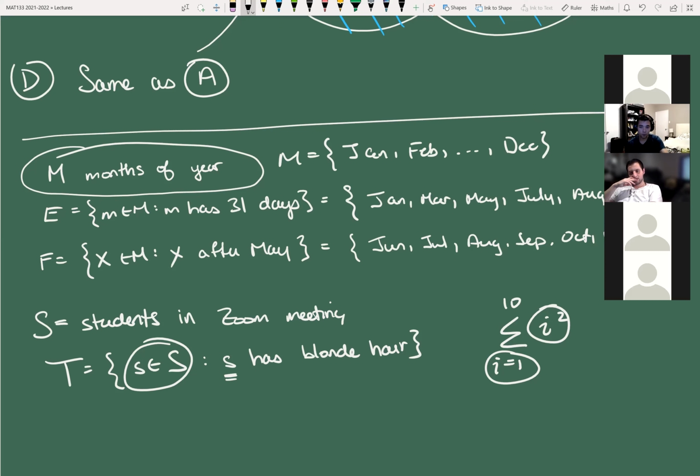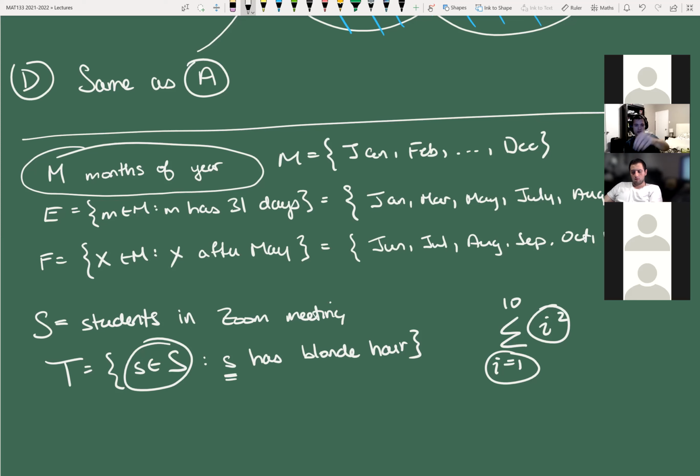So the s here is you. You are the little s for the second while I check if you have blonde hair. If you do have blonde hair, I put you in the set. If you don't have blonde hair, I kick you out of the set, and then I go to the next student. And that next student is now little s. I check if they have blonde hair. If they do, I put them in the set. If they don't, I kick them out. And then little s is the next student. Do you see how little s works there?